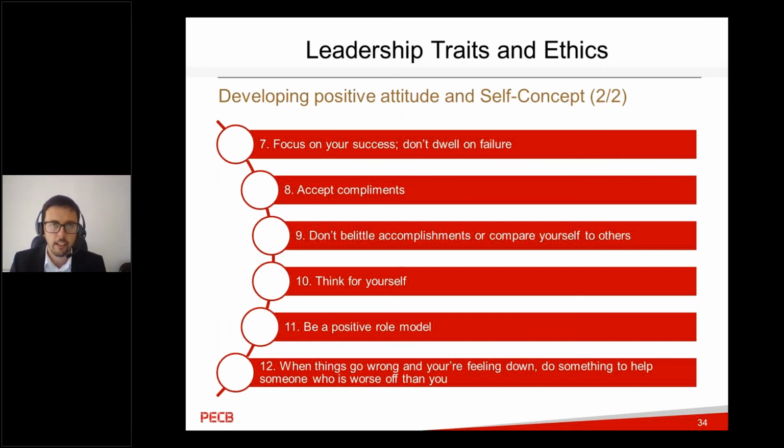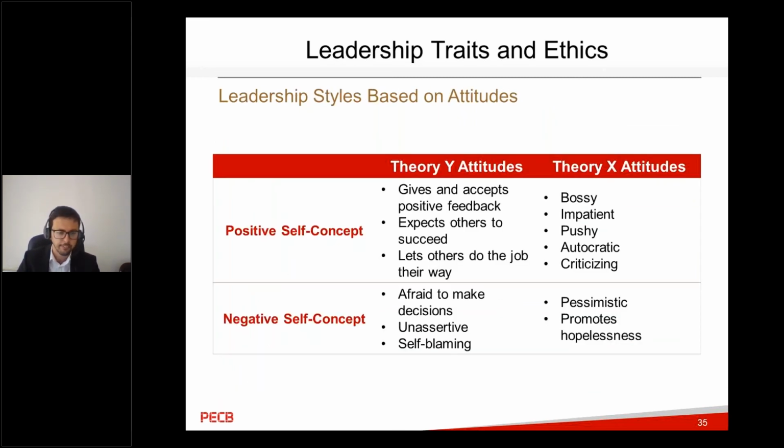And finally, it might help also that when you are feeling bad and things are going wrong, try to do something to help somebody who is in a position that is worse off than you. In that sense, you will see that you don't have it so bad, and you will realize that the more you give, the more you get. Volunteering is a way to go in this sense.